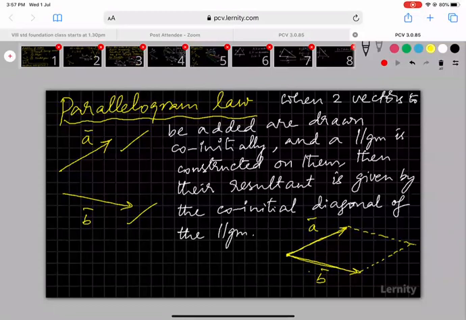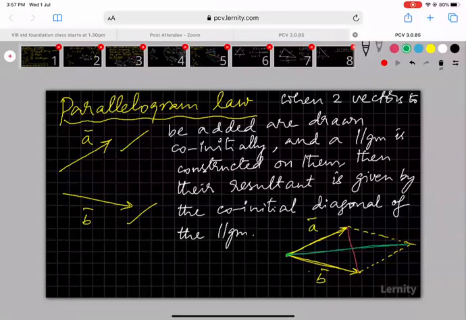This parallelogram will have two diagonals. One this, the other this. The red one and the green one. These are the two diagonals of the parallelogram. One of these diagonals shares the initial point with a bar and b bar. A bar and b bar share the initial point here. The diagonal that shares the initial point is the green one. So the answer is the green one surely.